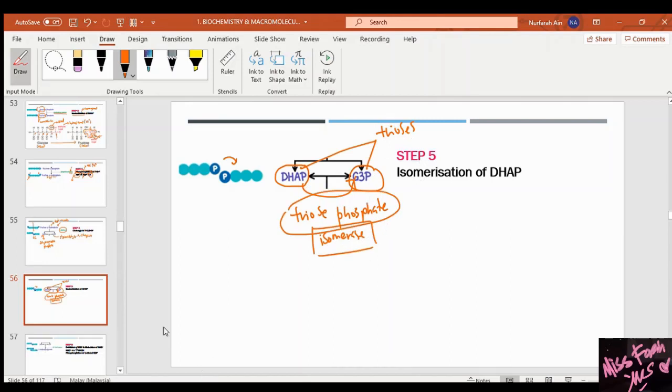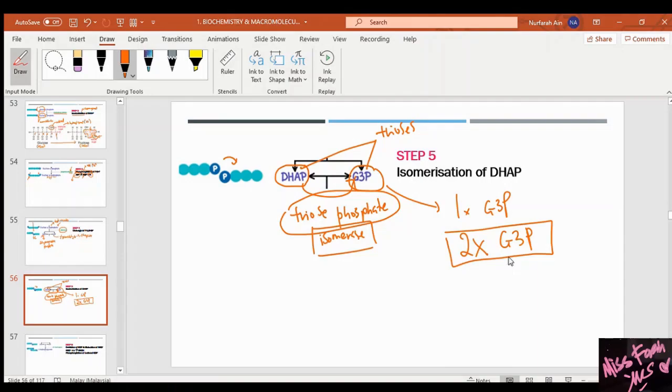Okay, so now that you change that DHAP to G3P, instead of having 1 G3P, after this conversion, you now have 2 molecules of G3P. So these 2 molecules of G3P will undergo the rest of the steps in glycolysis.